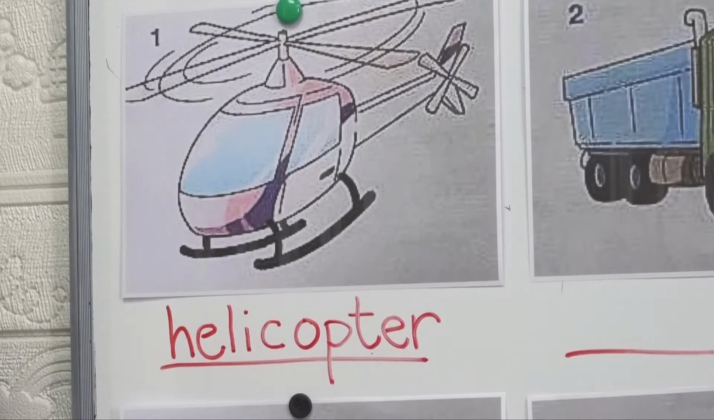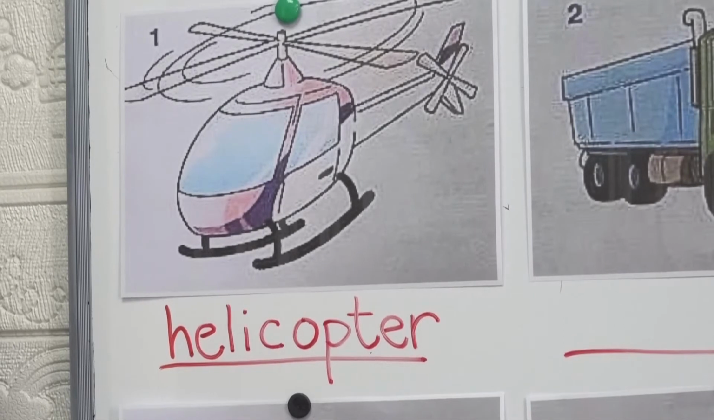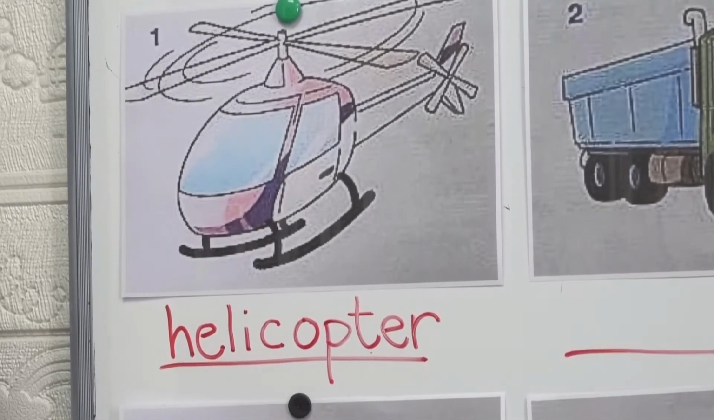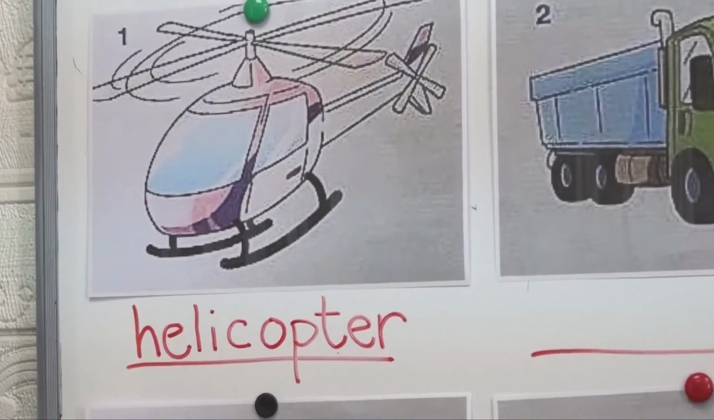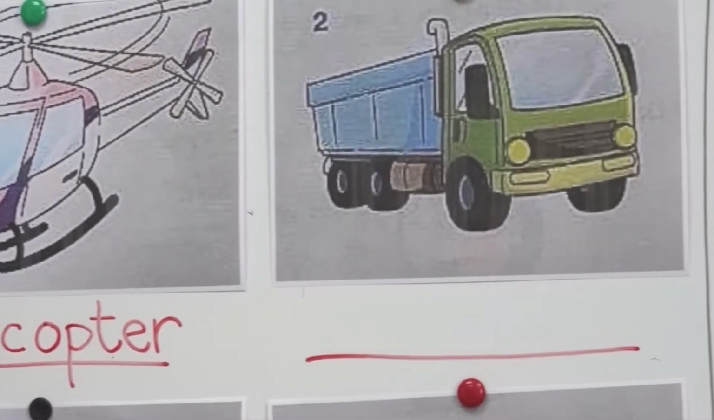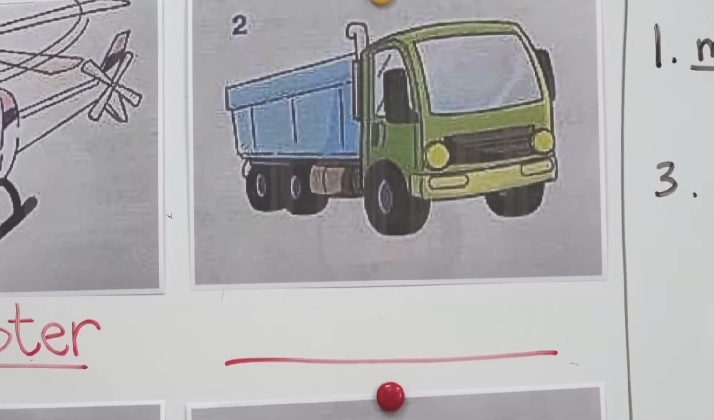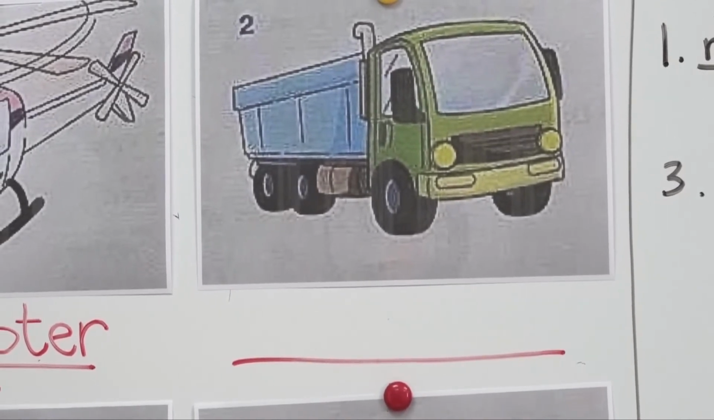Alright, now let's listen forward, okay? Next one. What's number 2? I don't know. It's a lorry. That's L O R R Y. Pardon? It's L O R Y.